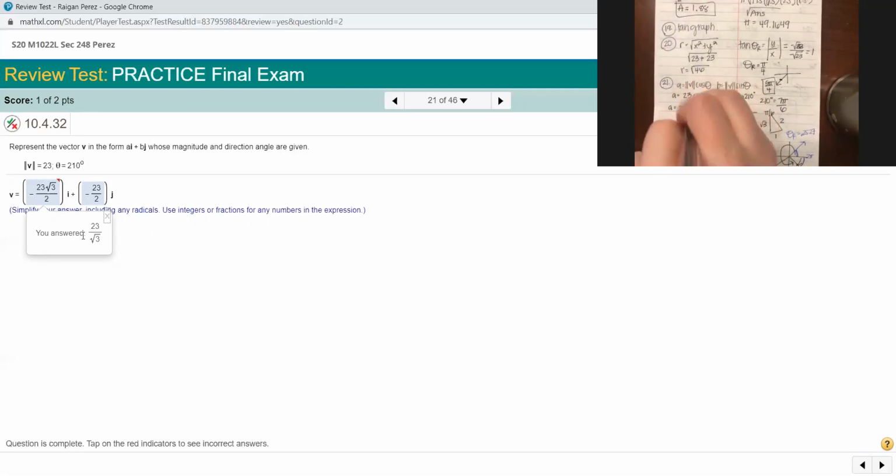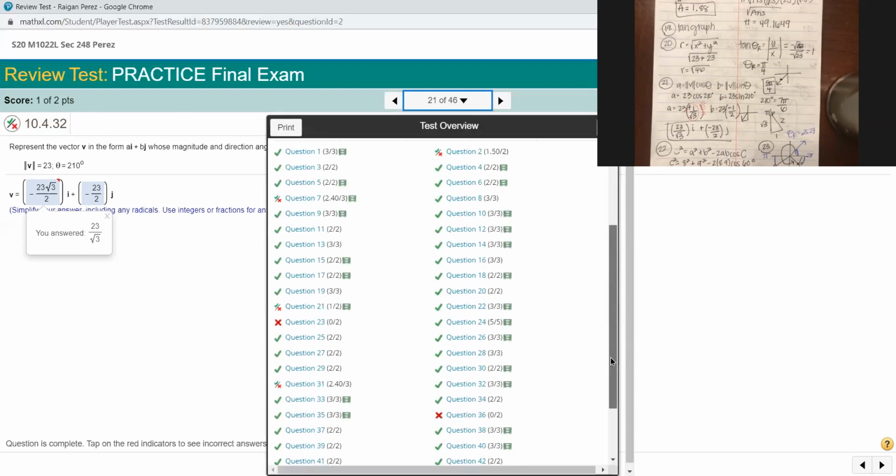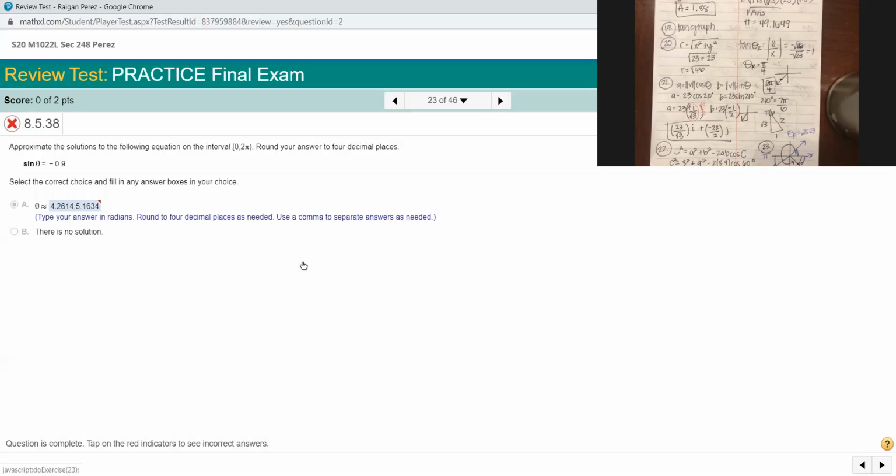So here was my mistake. It was supposed to be square root of 3 over 2. And I knew I was doing something wrong because I knew that the denominators were always supposed to be the same. That was 21. Let's see, 23, we totally missed.